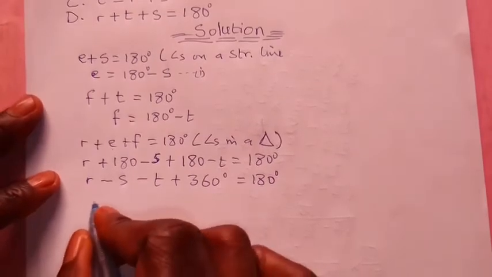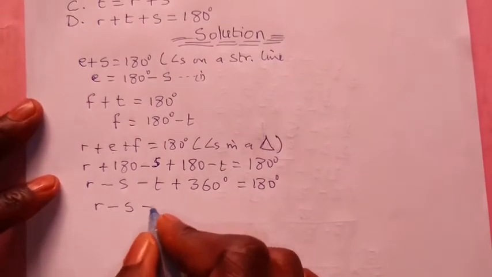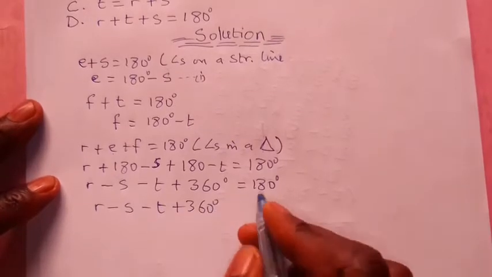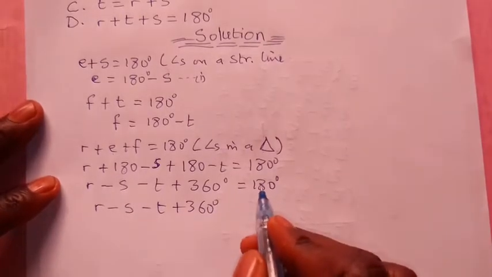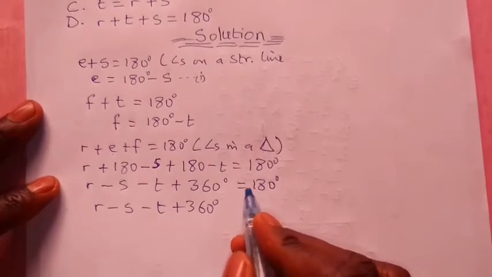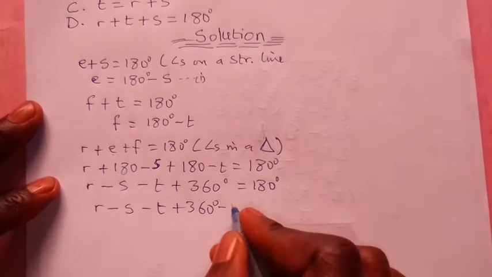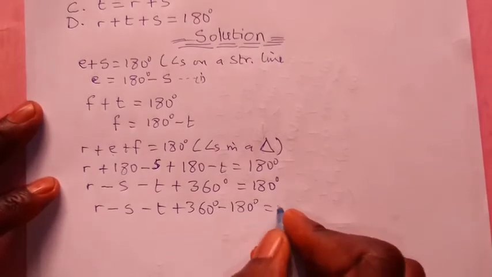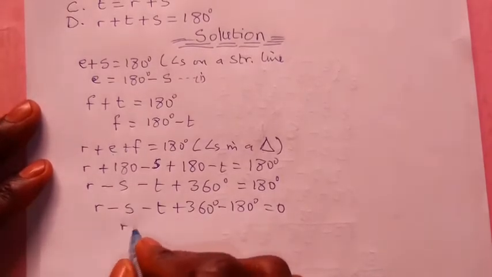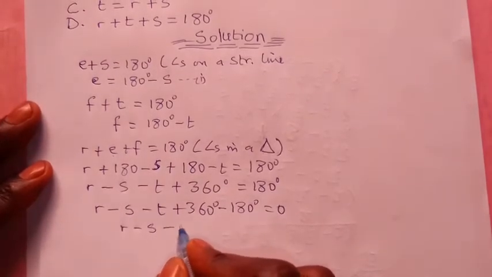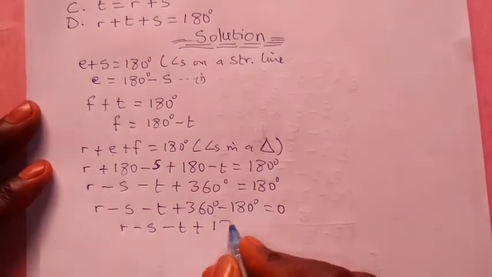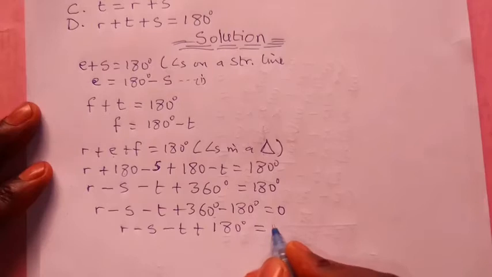We see right at our r minus s minus t, then plus 360 degrees. Then our 180 degrees, we are going to move it to this side. We are crossing the equality sign, it will change from positive 180 to negative 180. So we have minus 180 degrees, all equals to 0. So if we simplify this, we are going to have r minus s minus t, then plus 360 minus 180 will give us 180 degrees, then all equals to what?